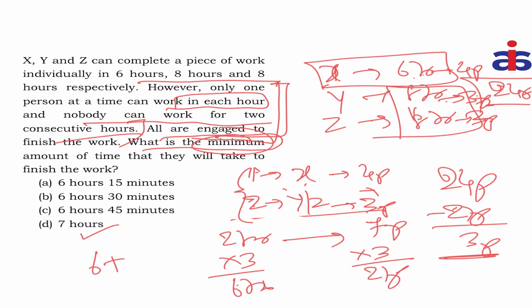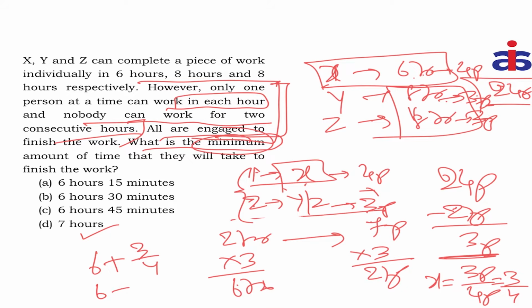Who is the first person in the cycle? X. X will do 4 packets of work in 1 hour, but there are only 3 packets. So, how much time will he take? For the remaining packets, by his 1 hour packet, that is 3 by 4th hour. What is 3 by 4th hour? It is nothing but 45 minutes. So, 6 plus 3 by 4 hour means 6 hours 45 minutes.